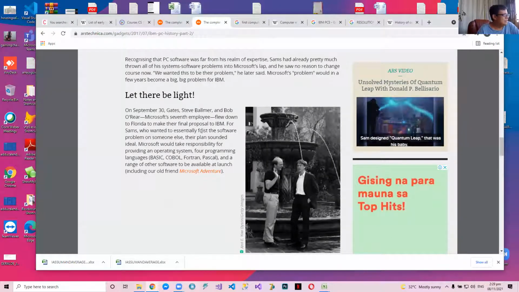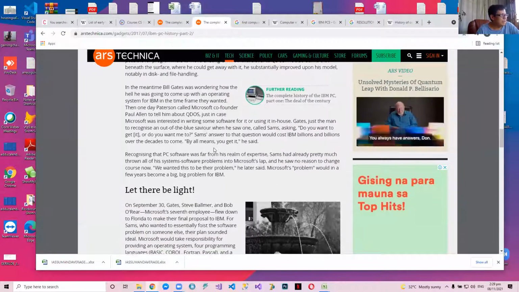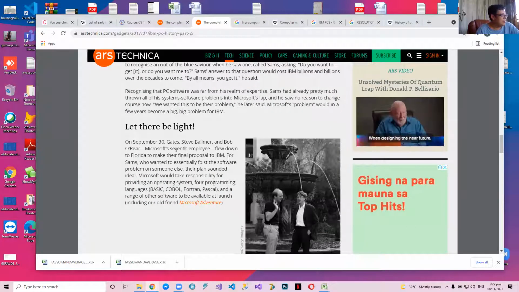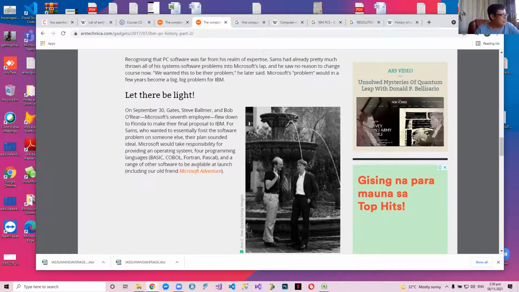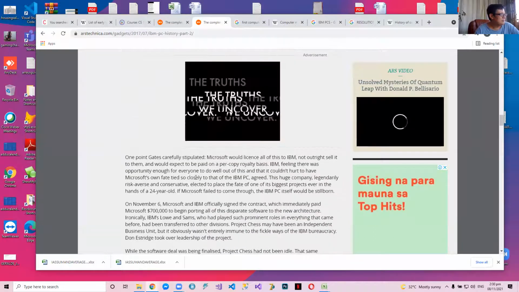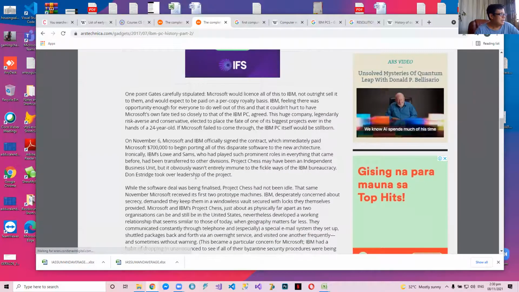Now, September 30, 1980. Steve Ballmer, Bill Gates, and Bob O'Rear were the first employees of Microsoft. Microsoft took the responsibility of providing an operating system for the IBM PC. It's called MS-DOS. Do you follow? Including languages, BASIC, COBOL, and Fortran. That's 1980.